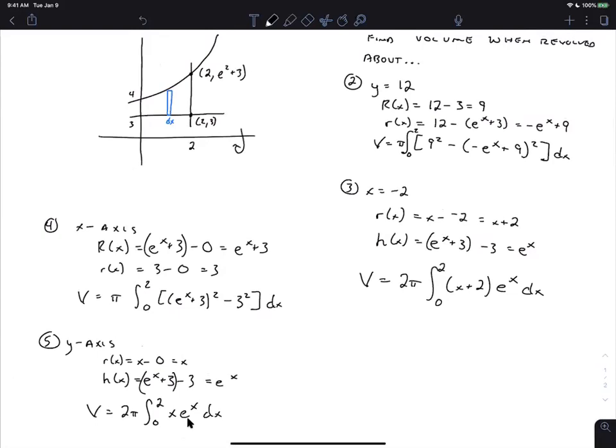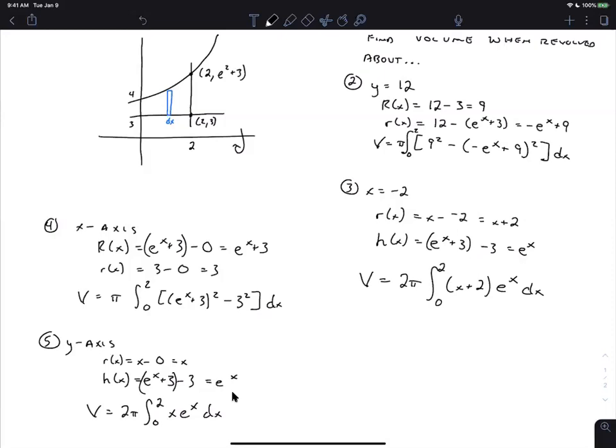And yes, I did completely mess up on h of x. H of x should be top y, e to the x plus 3. Bottom y is 3, not 0. And so e to the x plus 3 minus 3 is e to the x. My fault. Any other questions on this? That's pretty good.